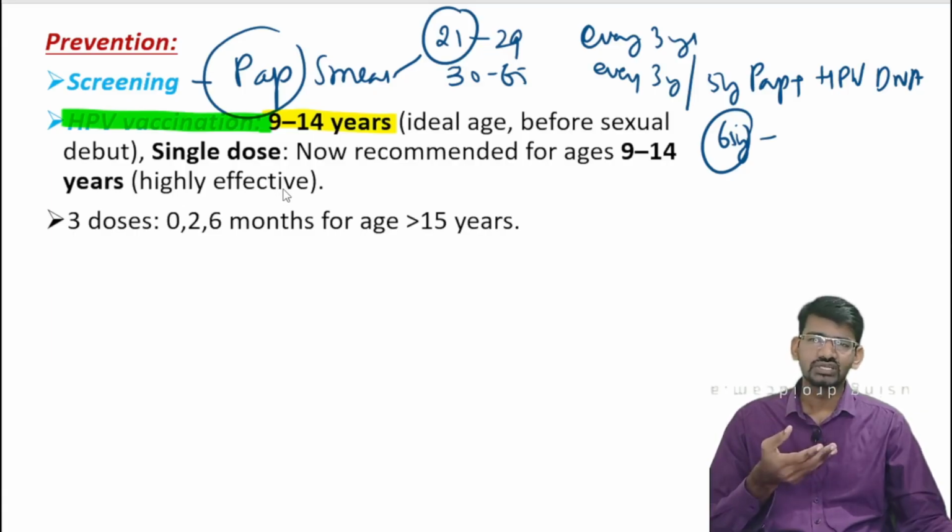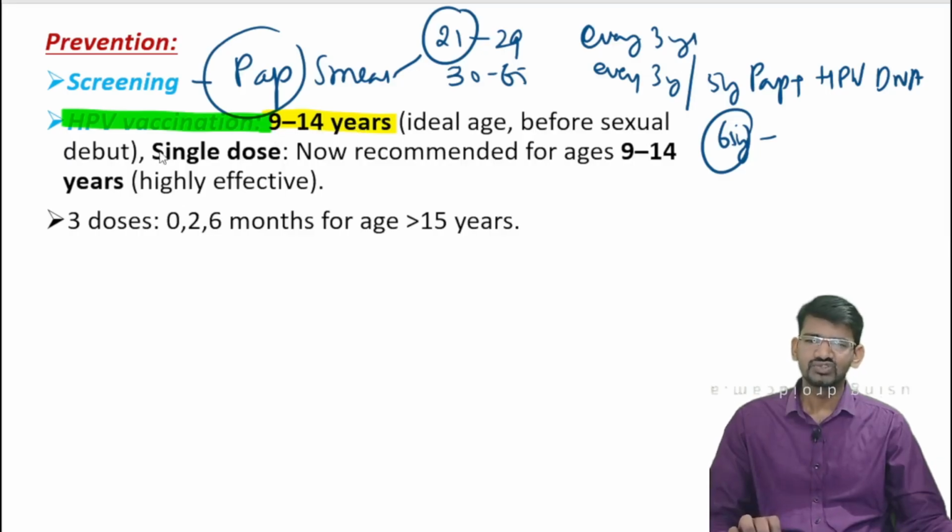After that, usually the girls may go for sexual activities. So it is recommended that before the age of sexual activity starts, the girl should have this vaccine, that is the human papilloma vaccine, given at the age of 9 to 14.